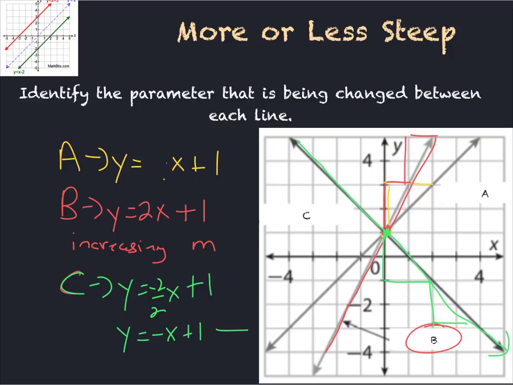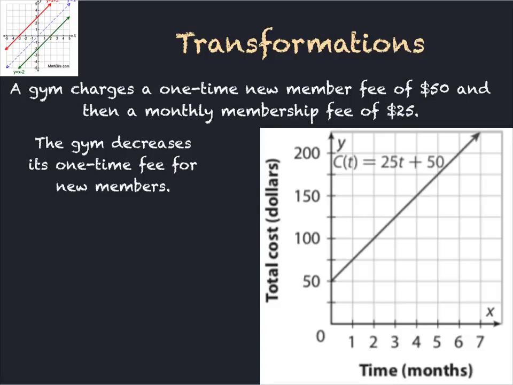So when we compare that to our original function, our original line, which was y equals x plus 1, what's going on? We have the opposite slope, which is causing a reflection of our original line.